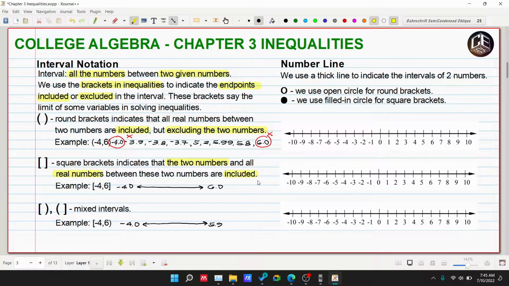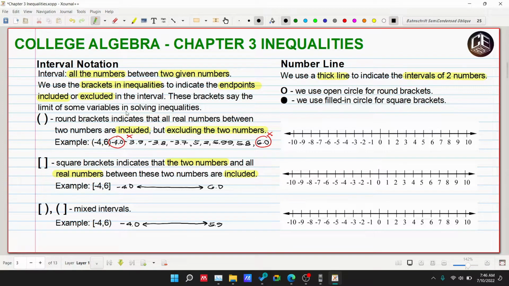Okay? So, dito sa ating chapter 3, hindi lang natin isosolve yung interval ng ating inequality, but also we will graph yung inequality na to using the number line. So, we use a thick line to indicate the intervals of the two numbers. Una, we use open circle for round brackets. Okay, sa mga round brackets yan. And we use filled in circle for square brackets.